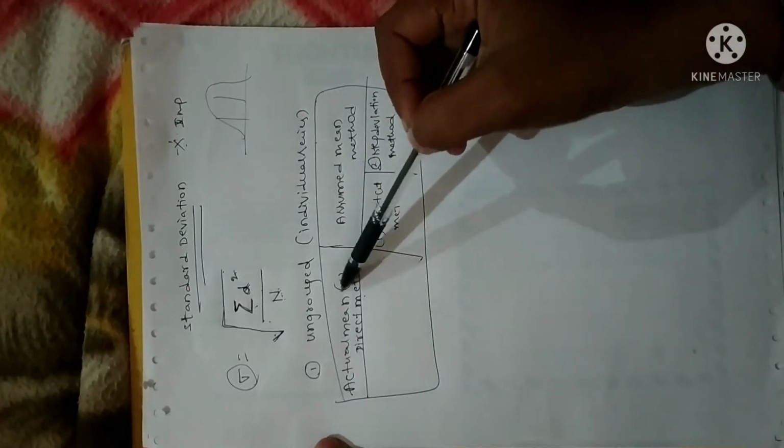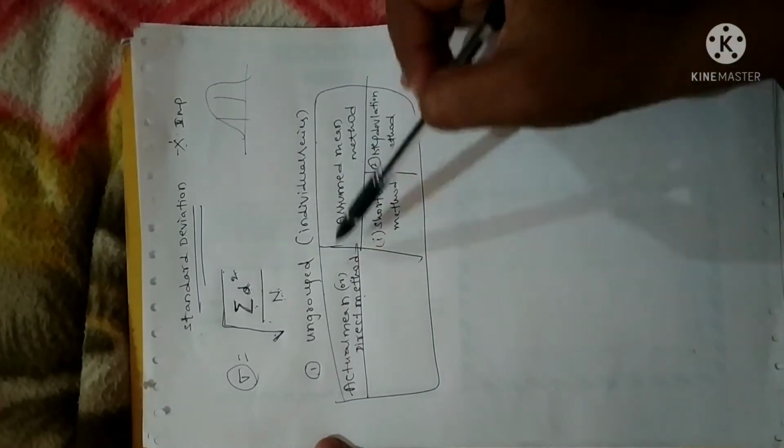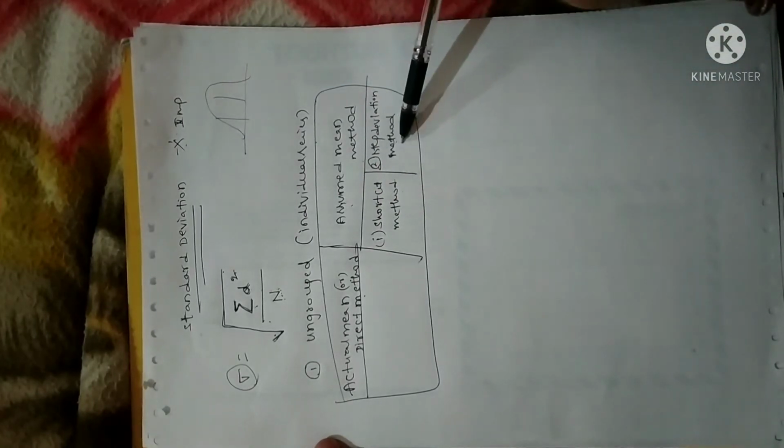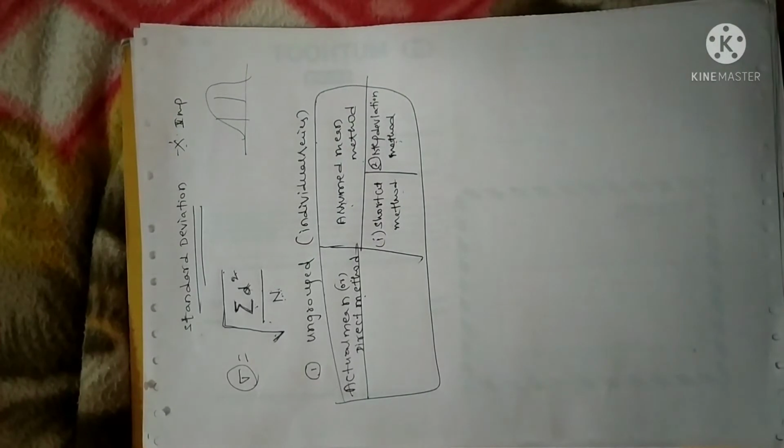Again, in the assumed mean method, we have two methods, that is shortcut and step deviation. So instead of writing all the formulas there, I have listed them here. You just go through this. Anyhow, I have sent the notes of the same in the group.